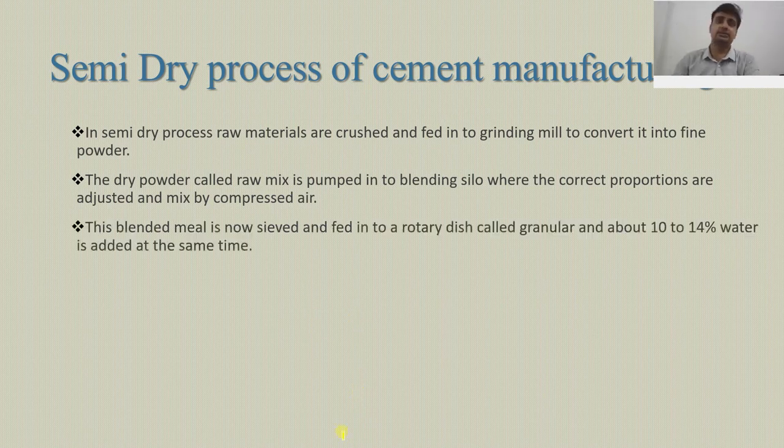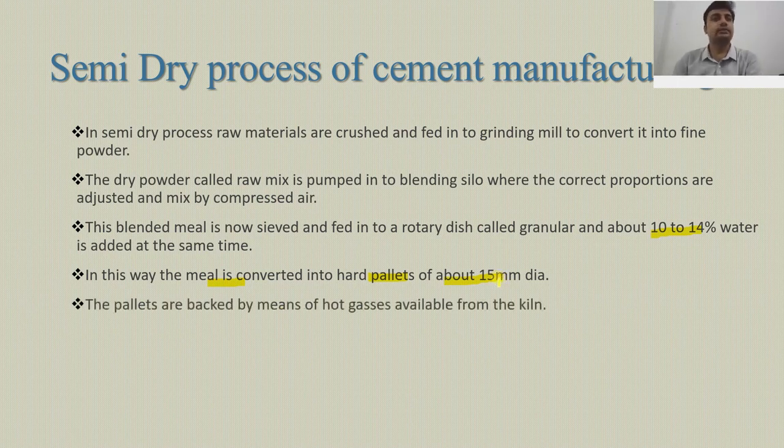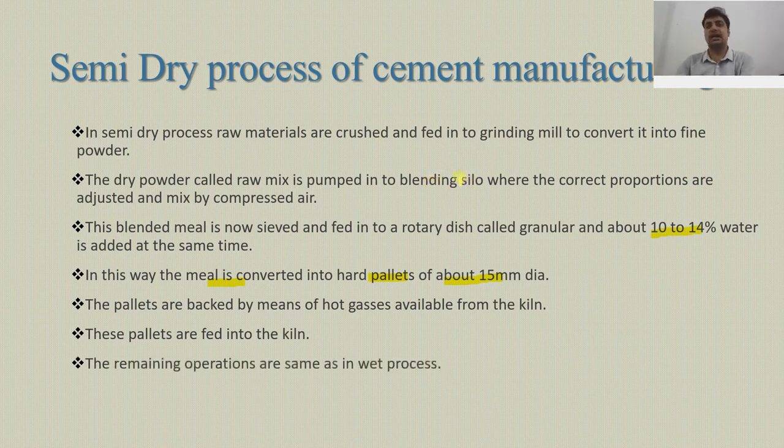This blended meal is now sieved and fed into a rotary dish called a granulator, and 10 to 14 percent of water is added at the same time. In this way, the meal is converted into hard pellets about 15 mm in diameter. These pellets are baked by means of hot gases available from the kiln. These pellets are fed into the kiln, and the remaining process is the same as in the wet process.